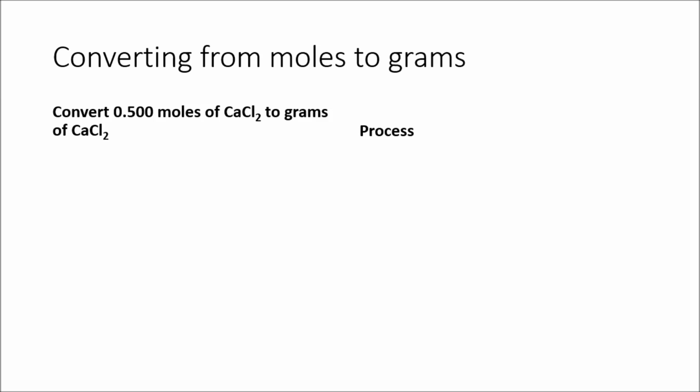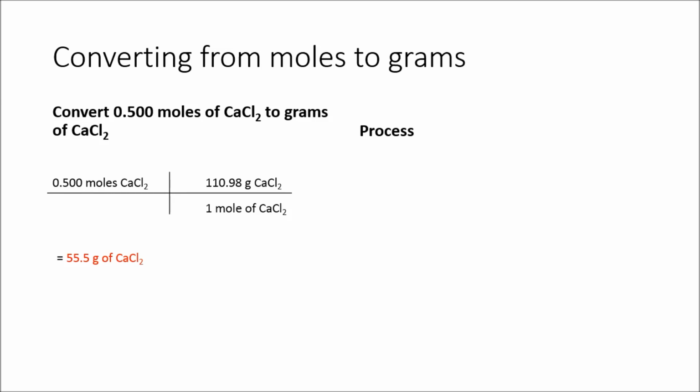Now let's do the reverse. Let's convert from moles to grams. And here we're being asked to convert 0.500 moles of calcium chloride to grams of calcium chloride. So let's set this up again. And we're going to start with what we're given, a half a mole of calcium chloride. 1 mole of calcium chloride has a mass of 110.98 grams, and that comes from the periodic table. If we do this, 55.5 grams of calcium chloride is what we have.